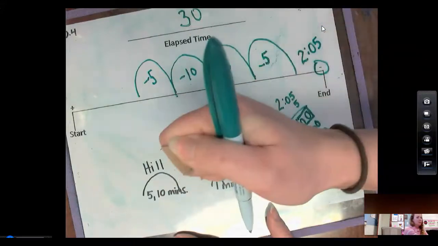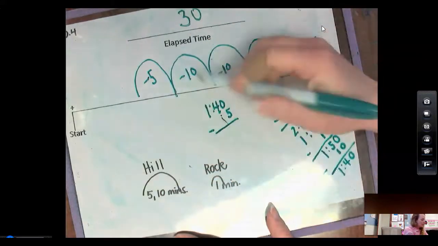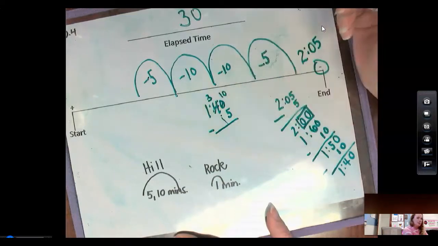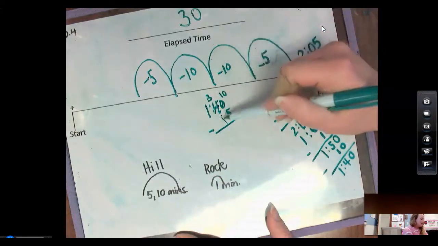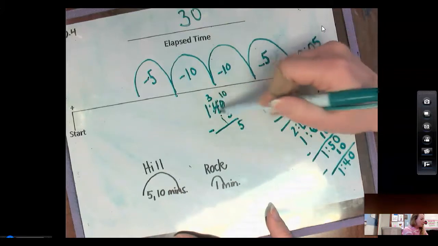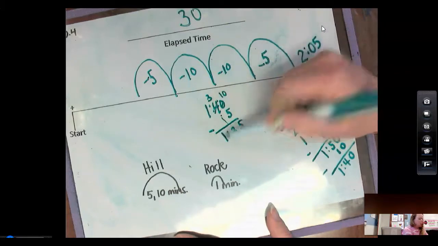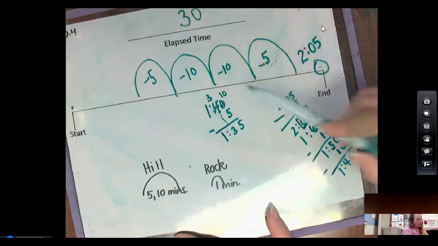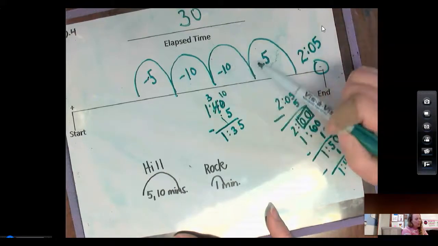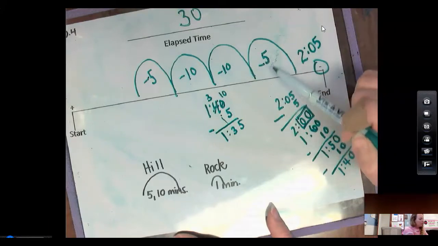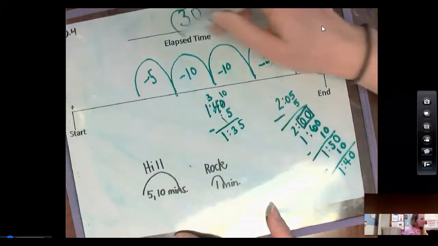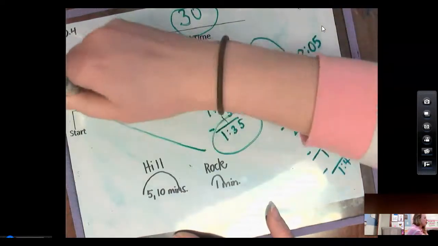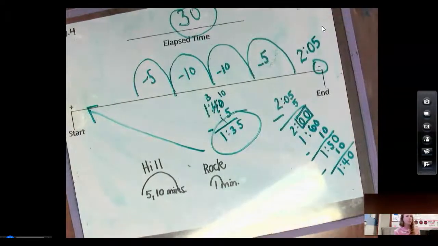Well, if I have 0 things, I can't subtract 5, so 4 becomes a 3, 0 becomes a 10. 10 minus 5 is 5. Drop your 3, drop your 1. 135. Let's see where we're at here with time. 10, 20, 5, 30. So because I'm at 30 minutes, I know that I'm finished. And my start time then is going to be 1:35.